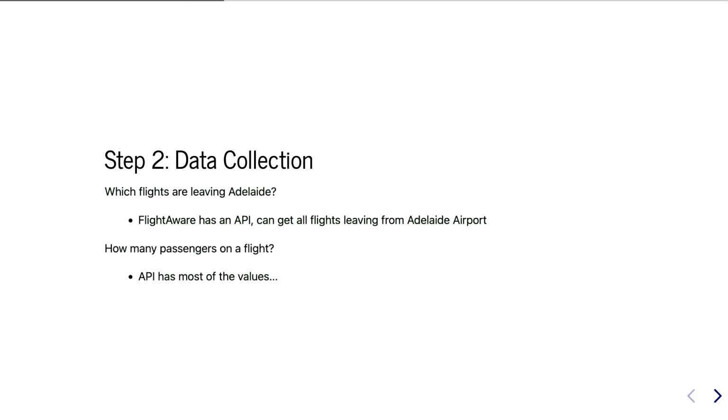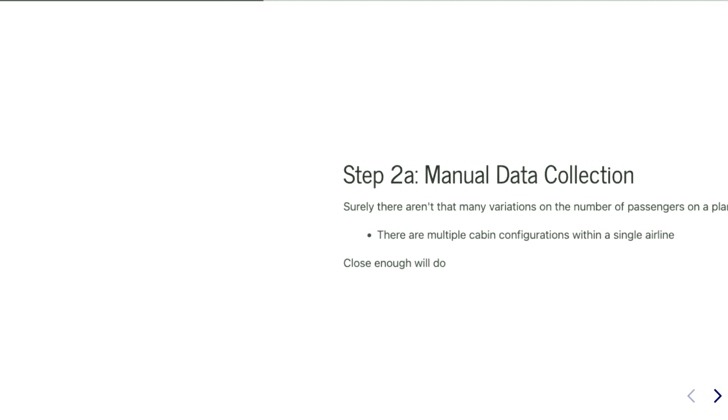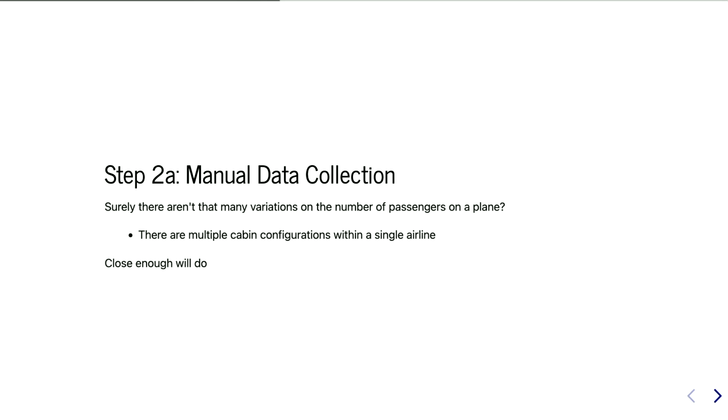So step 2 is let's collect some data. We need to know which flights are actually leaving Adelaide. There's a FlightAware API for that, and we can just ask, how many flights are leaving Adelaide? It gives us a great list. Awesome. We also need to know how many passengers are on each flight. The API has most of those values, but unfortunately, it doesn't have all of them, so there's some manual data collection process. Now, I was expecting a single plane would have the same number of passengers. No, not even by airline.